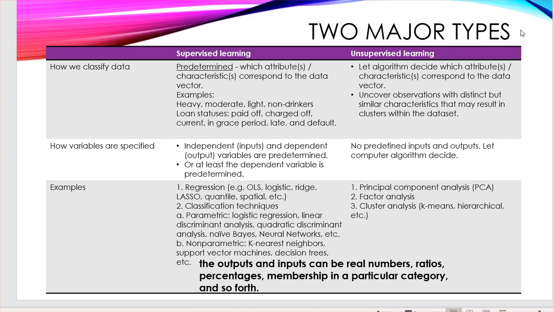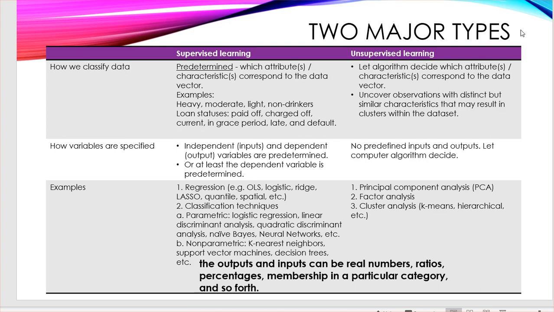Logistic regression is one famous example of parametric classification techniques. Other examples of parametric classification techniques are linear discriminant analysis, quadratic discriminant analysis, naive Bayes, neural networks, and so on. And k-nearest neighbors, support vector machines, and decision trees are famous examples of non-parametric classification techniques.